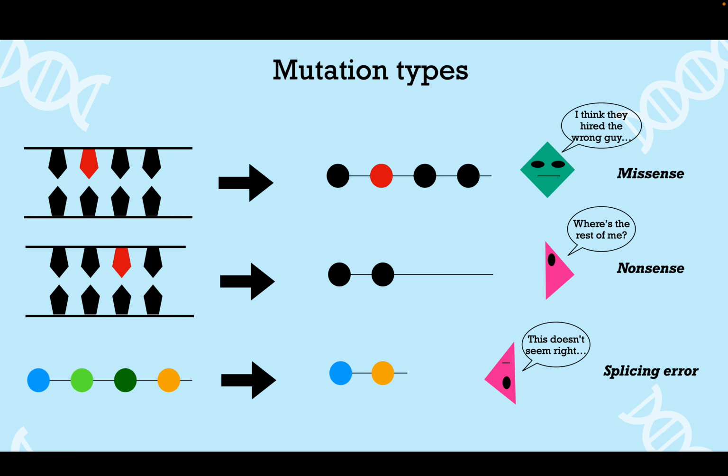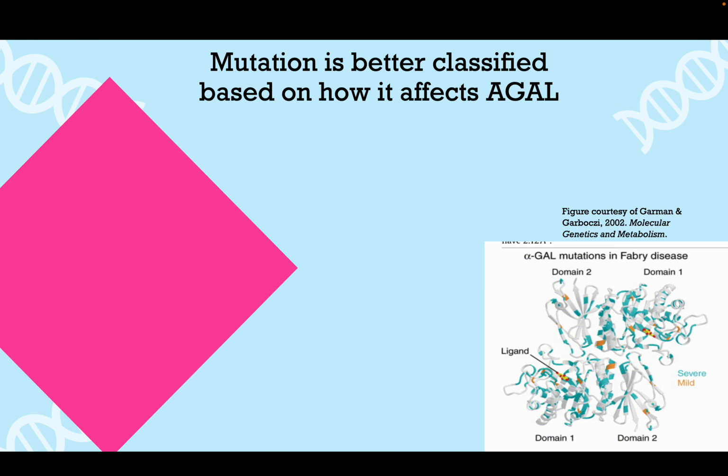Now, each of these mutation types can cause a different consequence for AGAL that prevents it from doing its job, and it's actually better to talk about them in terms of how they affect the protein's function. Prominent Fabry disease researchers Garman and Garboczi classified them into 3 main disruptions to help explain this. See, AGAL has 2 segments, or domains, that are responsible for its activity. Where a mutation happens in the protein can affect how severe the Fabry disease may progress.